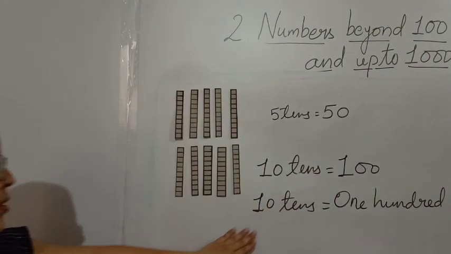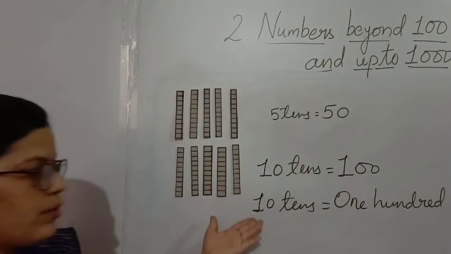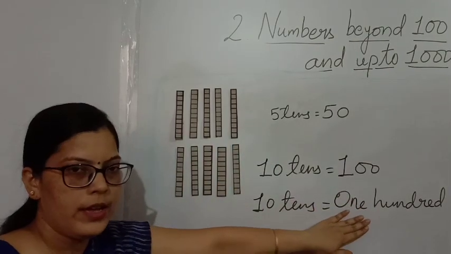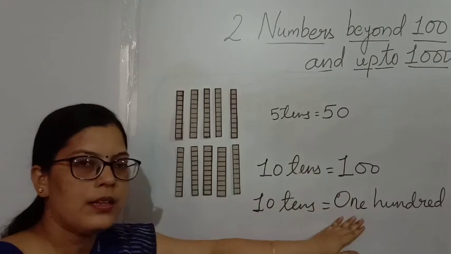Here, so 100 is equal to 10 tens, or we can say 10 tens is equal to 100. Okay, they both are equal, they both are same.